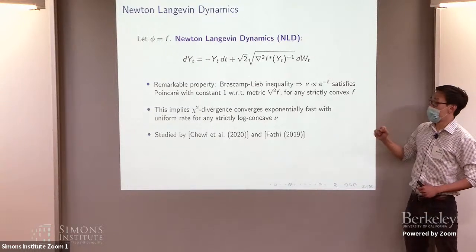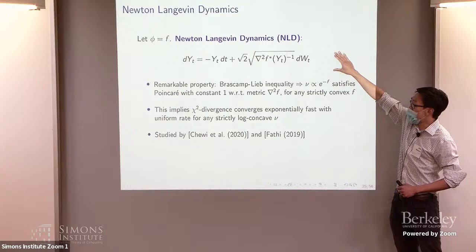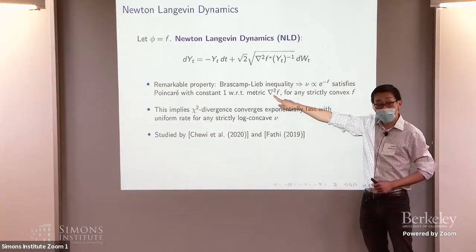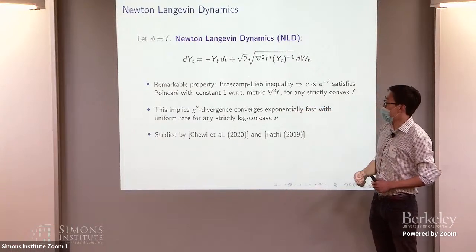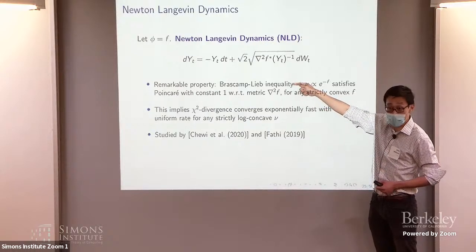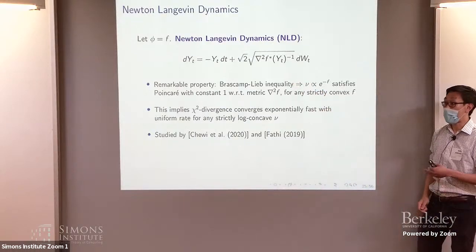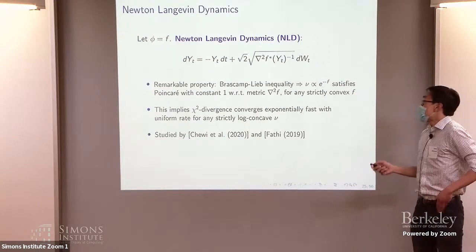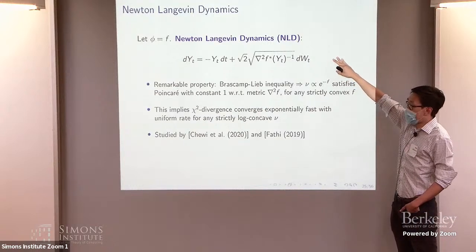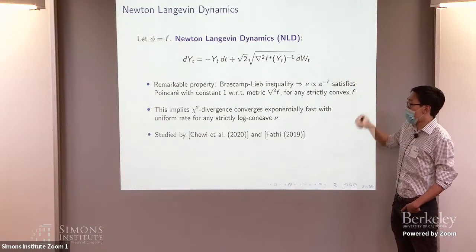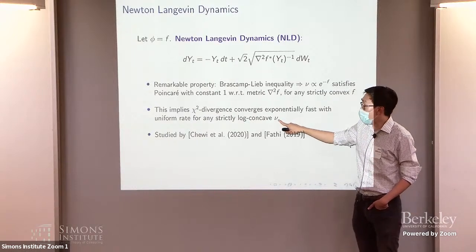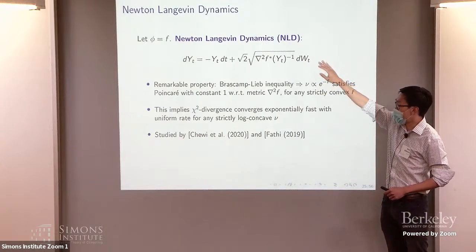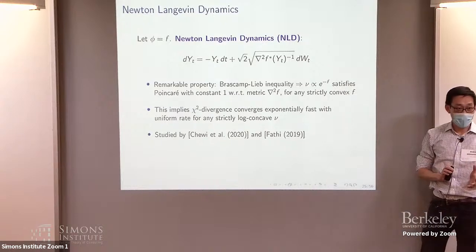A remarkable property of these dynamics is that the Poincaré inequality of your distribution, e to the minus f, with respect to its own Hessian metric, is always true. That's because you can show that it's equivalent to what's called the Brascamp-Lieb inequality, which is a classical inequality that holds for any strictly convex f. So this says that along this Newton-Langevin dynamics, the chi-square divergence converges exponentially fast for any log-concave nu with a uniform rate. Interestingly, this dynamics also appeared in an earlier work by Fatih from a different perspective, a Stein kernel perspective.